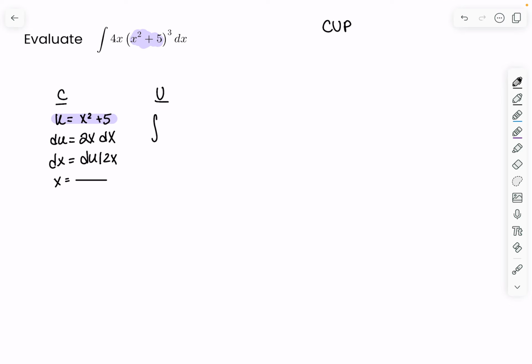So U stands for put everything in terms of u. So in this case, I'm going to take this and literally put it in terms of u. So I have 4x. And then I know that this is my u, so that's u cubed. And then I know my dx is du over 2x. And this is why I don't solve for x in the beginning, because it's very easy for me to see that I could just cancel out these x's.